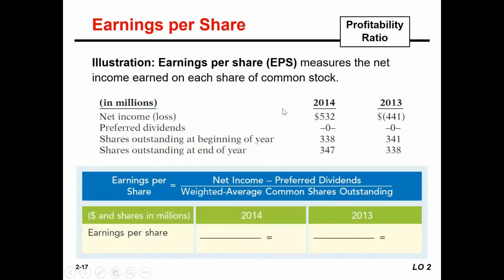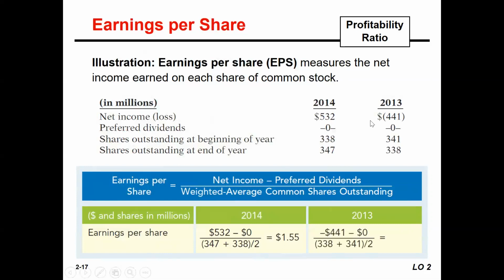Remember, I want to compare these numbers. So for 2014, earnings per share, net income is 532, preferred dividends is 0. And then the weighted average shares outstanding will be calculated as these two numbers, beginning plus ending, divided by 2. That gives me earnings per share of $1.55. Now let's do the same for the next year, 2013.